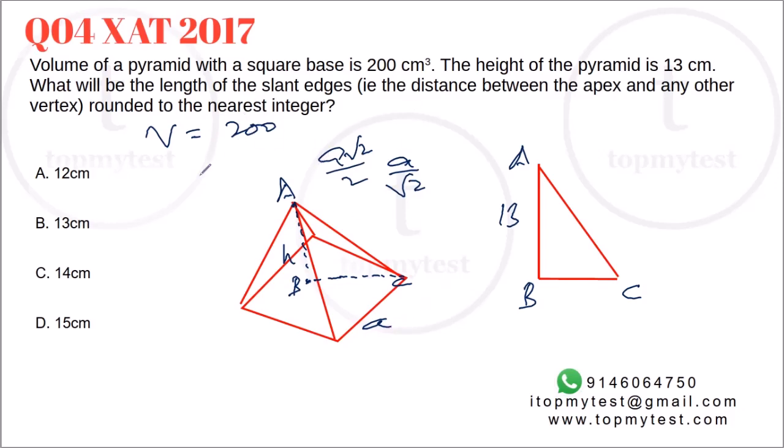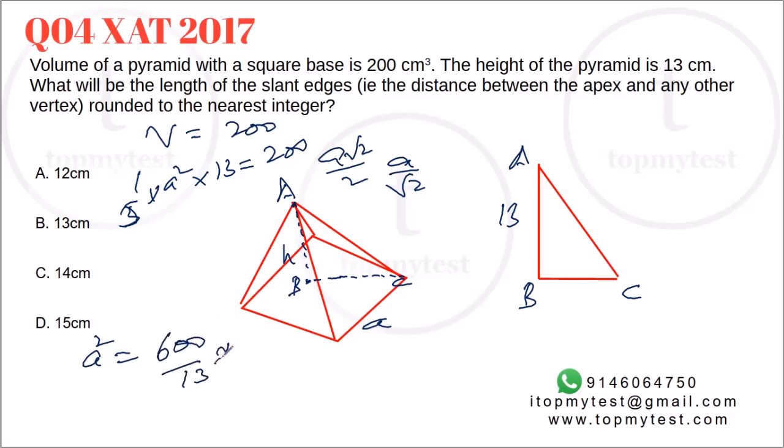To find the value of A, 1/3 base area, which is A square into height, equals 200, which means A square will be equal to 600 by 13, which is approximately 46. That's the value of A square, right? Now BC is A by root 2. We need to find this value X.